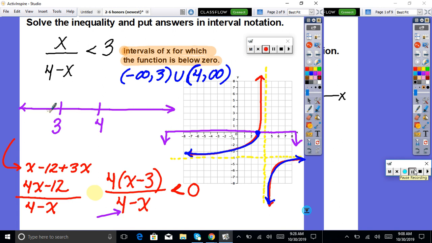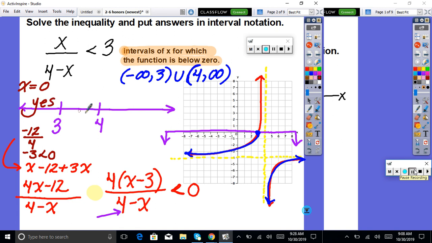Let's plug in a value less than 3, like x equals 0. I'm going to plug it in right here. So wouldn't that be, let's do this, 4 times -3, isn't that -12 on top? Divided by 4, which is -3. Is -3 less than 0? Yes. So on this interval, we got a yes. Does everyone see how that works?